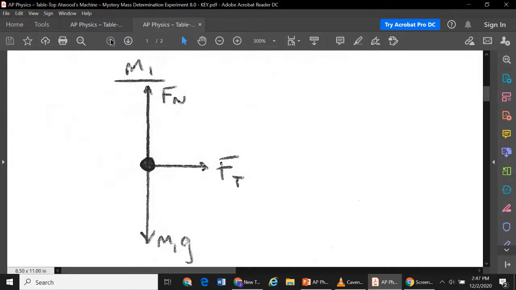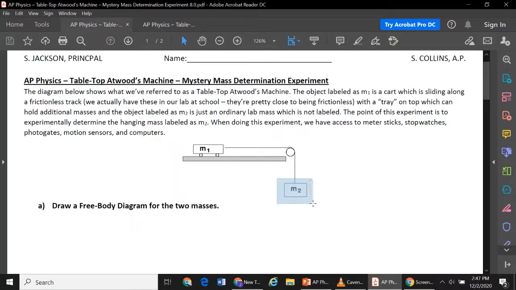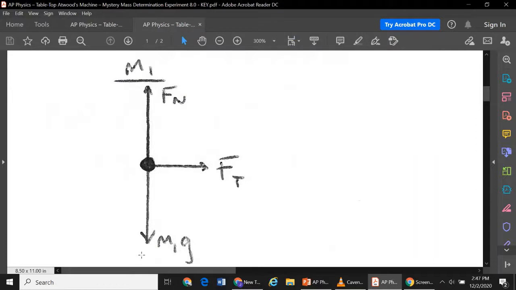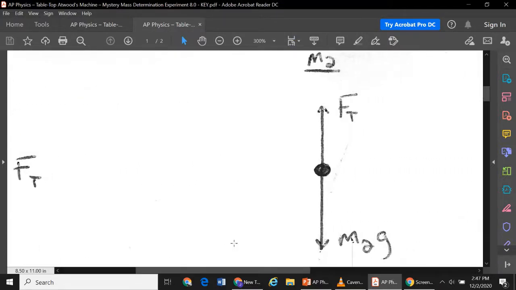Moving on, looking at M2, M2 is our hanging mass. M2 is interacting with two objects. M2 is interacting with the string, which is exerting a force of tension on the mass. And M2 is interacting with the earth, which is going to produce a gravitational force acting on M2. And so the free body diagram for M2 should look a little something like this.